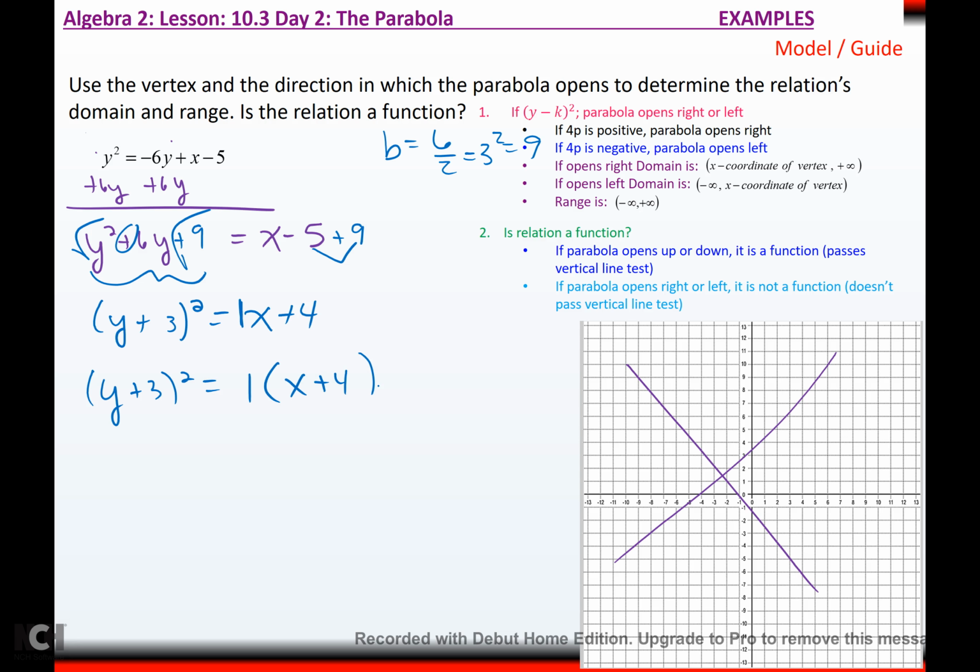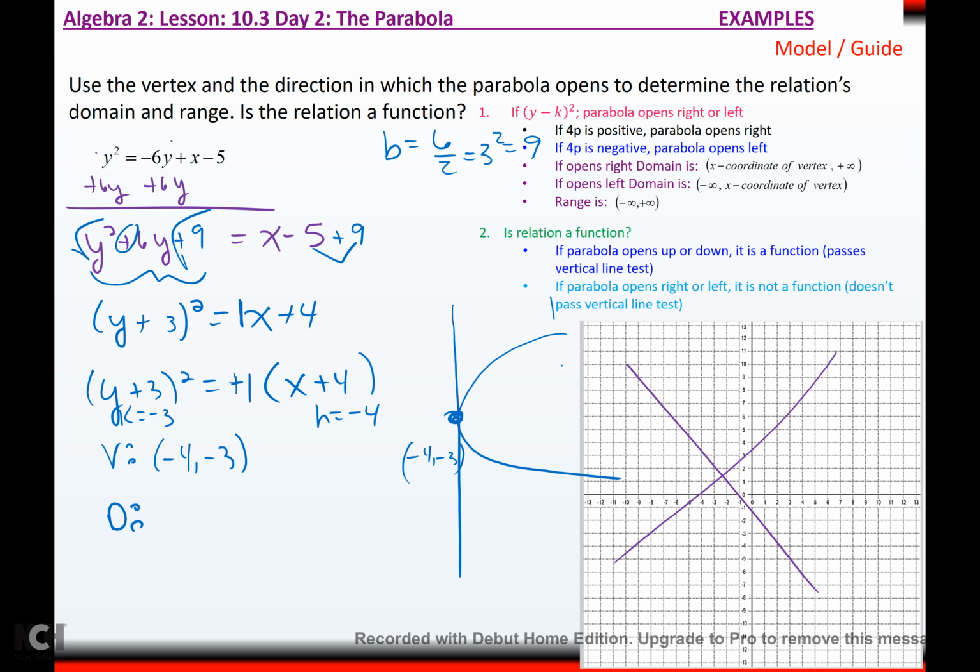So, y is going to be squared. My 4p is positive, which means this thing is going to open right, correct? And we have a vertex. h is negative 4, k is negative 3. So my vertex is negative 4, negative 3, which means that's this point right here. Okay? So as far as my domain goes, I can block it on the left. It doesn't even start until negative 4. And it goes forever and ever and ever because it's going to break on through that side to infinity.